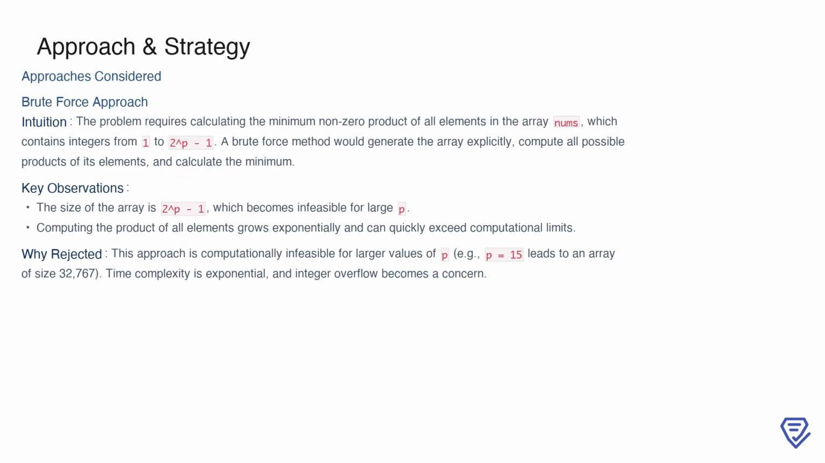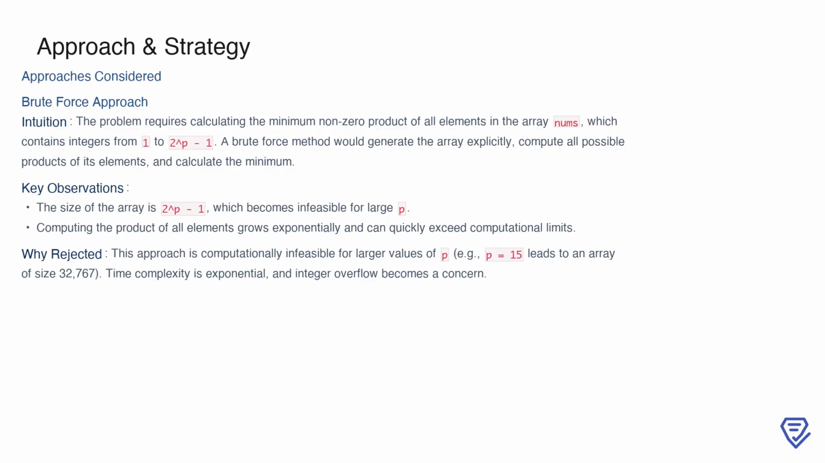To solve the problem of finding the minimum non-zero product of the array elements, one initial approach we might consider is brute force. The intuition here is straightforward. We explicitly generate the array nums, which contains all integers from 1 to 2^p - 1. Then, we calculate the product of all possible combinations of these elements to determine the minimal non-zero product.